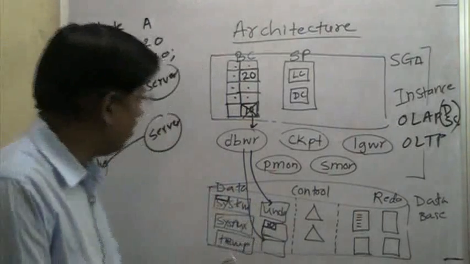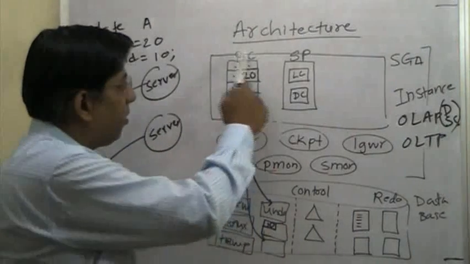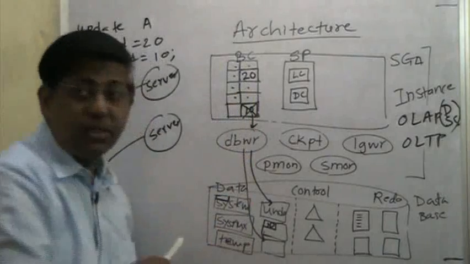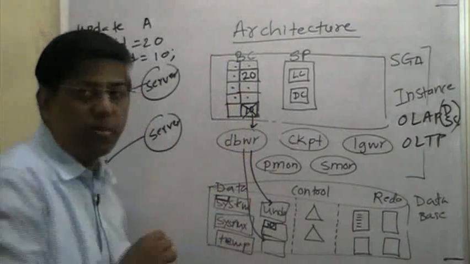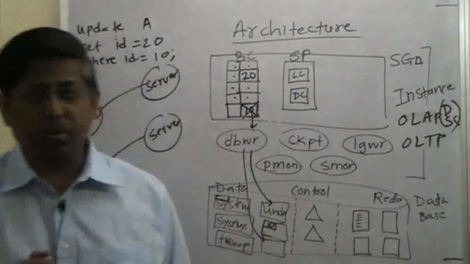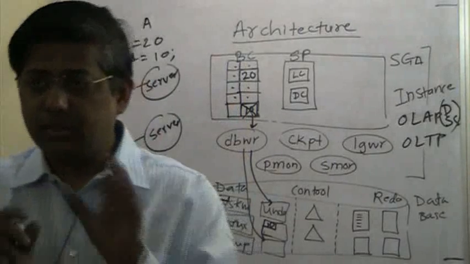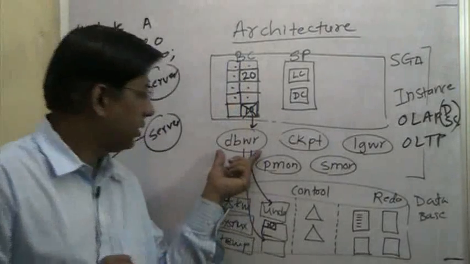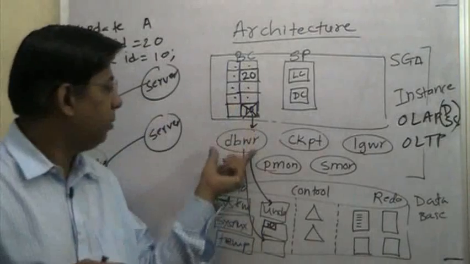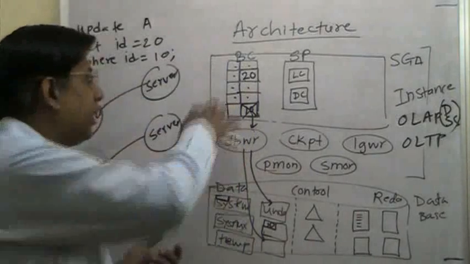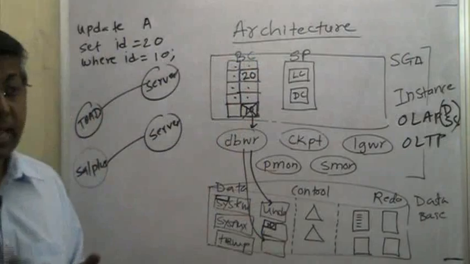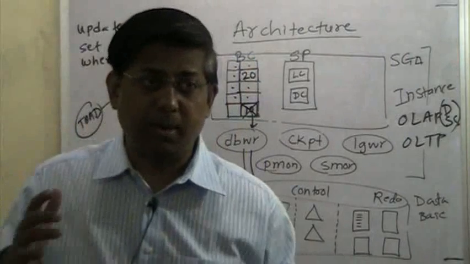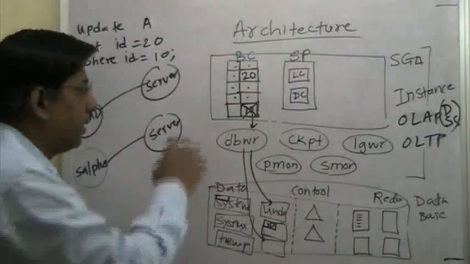Which process is responsible for writing data from the buffer cache into the respective data files? It is the DBWR process. When does the DBWR process do that? Whenever it finds time. There is a certain specific interval after which DBWR will wake up and write the data from here to here. But that will never happen just when we type a commit command. That is an important point to understand.